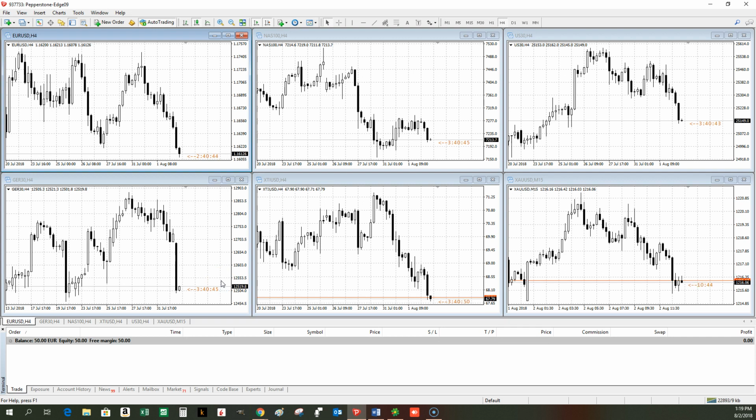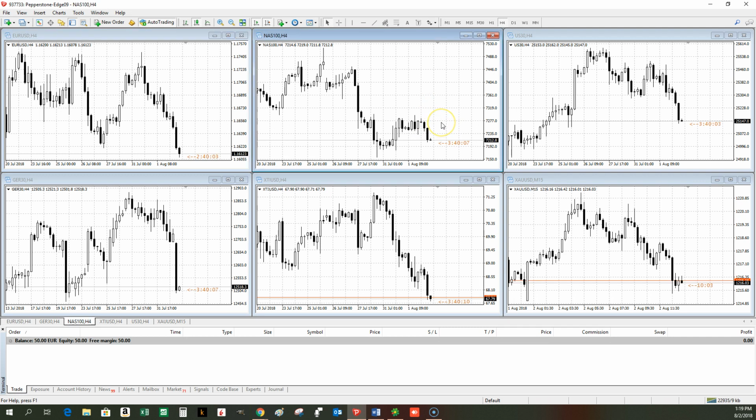On the Pepperstone live account, as I told you in the previous video, for the first time you must put $200 or 200 euro, but afterwards you can fund your account with a minimum amount. I tested with 50 euro and it went through. It's on my account. Probably you can fund less than that, but I didn't test it.